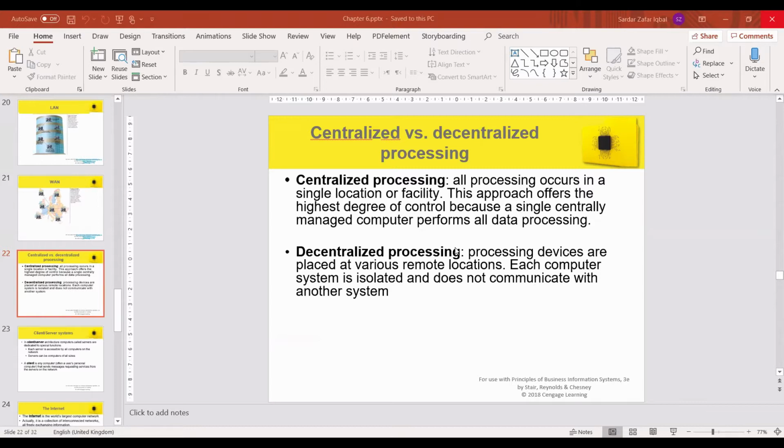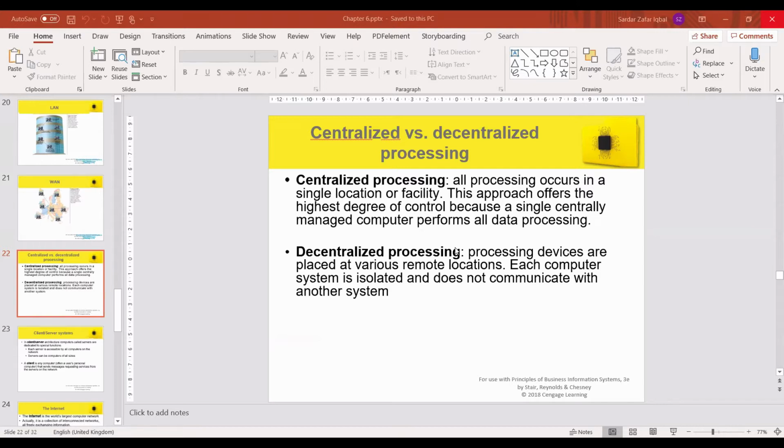You know, the center of, if I ask you, what is the capital of Saudi Arabia? So your answer would be Riyadh. Okay, so all possible decisions are made in Riyadh. So it is a central point, right? So the same concept you can apply here in computer, where all processing occurs in one location.